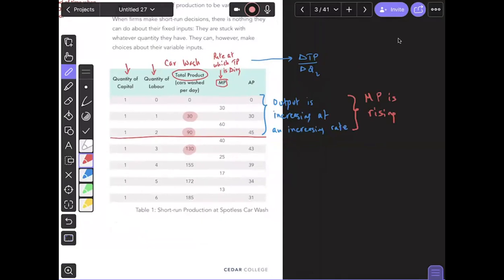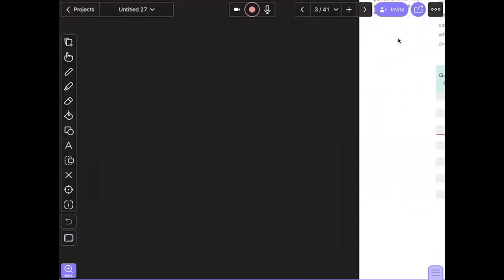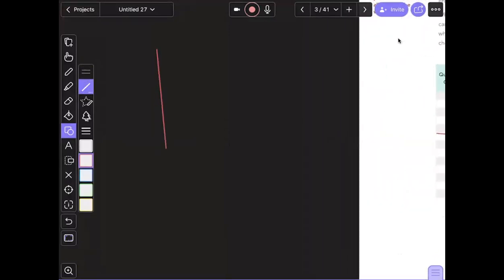And then onwards, as you can see, your output is rising at a slower rate. And why is that so? Because MP is falling. So today we want to look at why MP is rising initially and why MP is falling. And I want to recap something else that we did last time, which is an important thing to look at. And if you have any questions, you can ask.